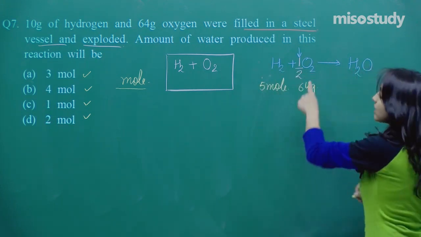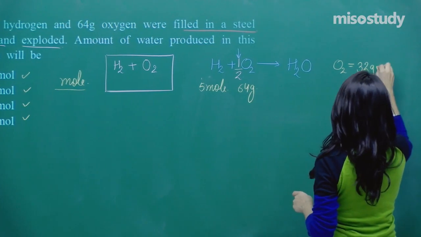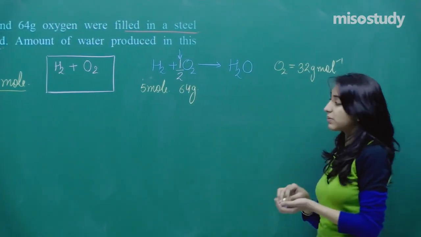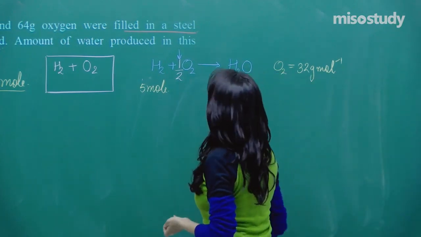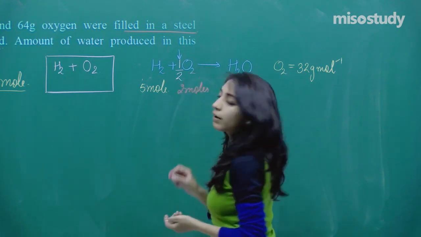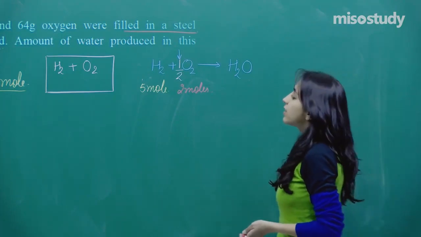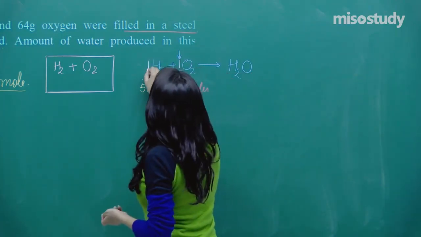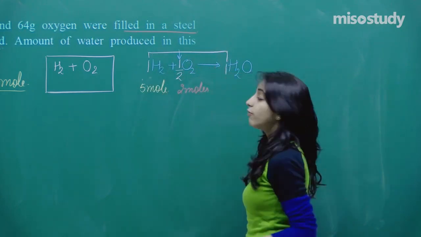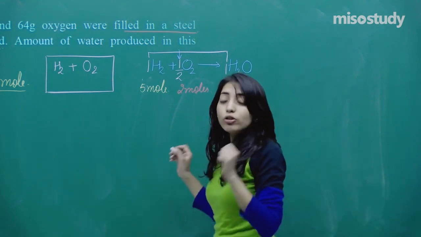Okay, so oxygen is what? 32 grams per mole. Right? How much is given to you? 64 grams. That means we actually got 2 moles of oxygen. Fine enough? Now let's see how much water is to be produced. Guys, see, if I say 1 mole of hydrogen will give 1 mole of water, so 5 moles of hydrogen should give 5 moles of water. But we are not having any option, right? Moreover, this approach is also not correct.